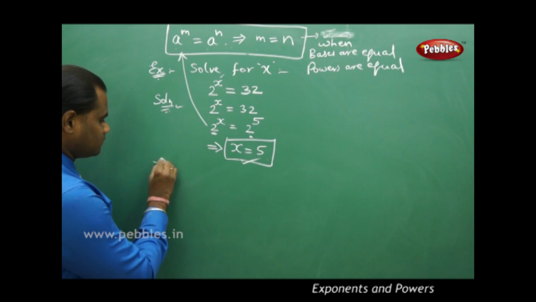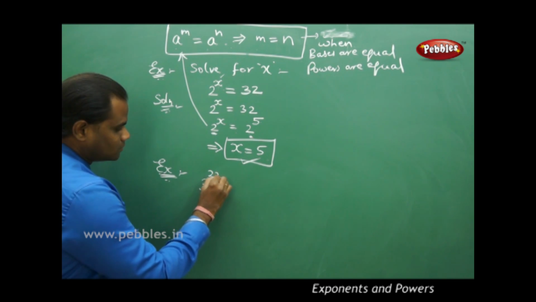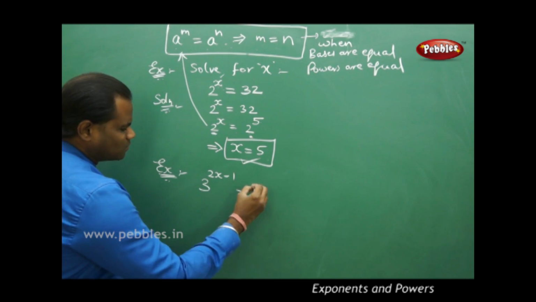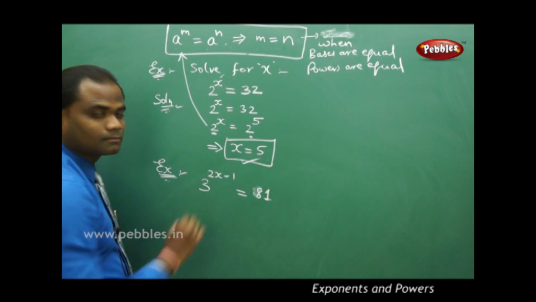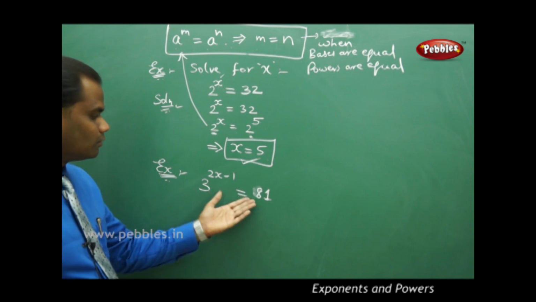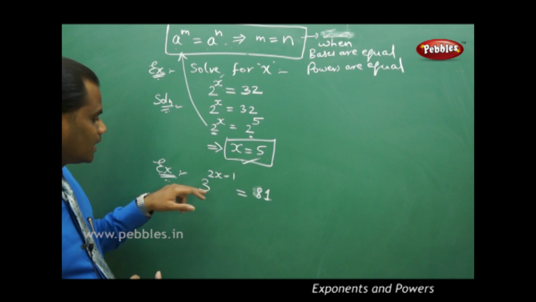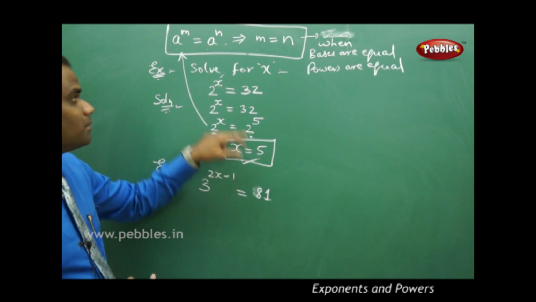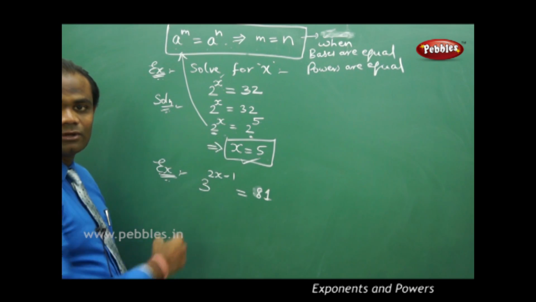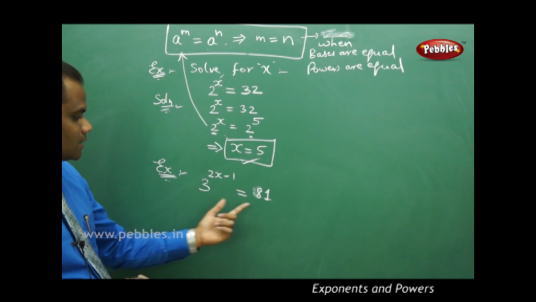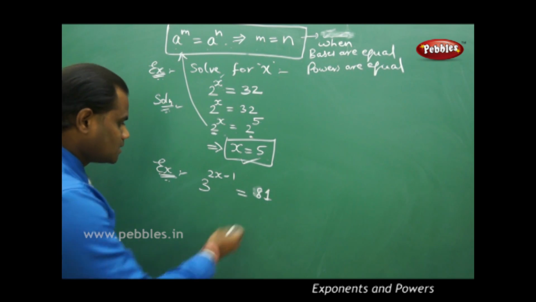So next, if I have a case where 3 power 2x minus 1 is equal to 81, I want to find the value of x. Then immediately I try to understand that I have to make the bases equal. If I make the bases equal, I can find the value of x as I've done in the previous problem. So for that, I'll try to reduce 81 to 3 power something. So let's see how we can do that.